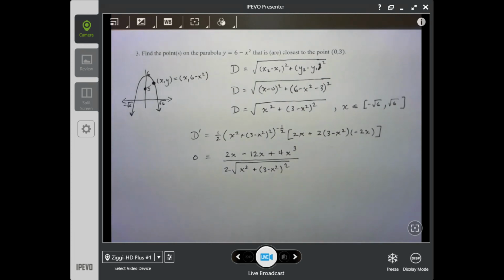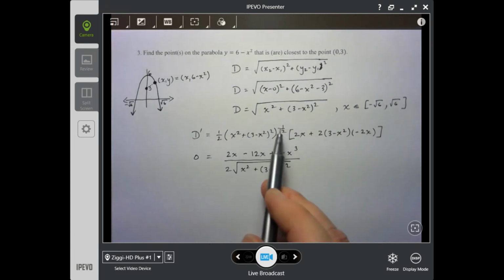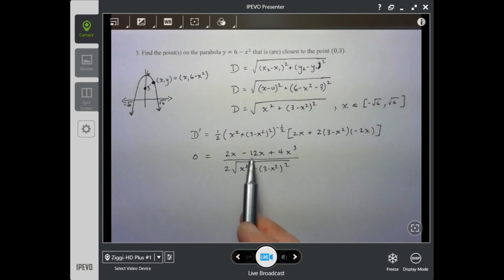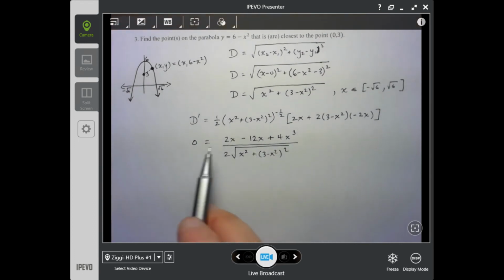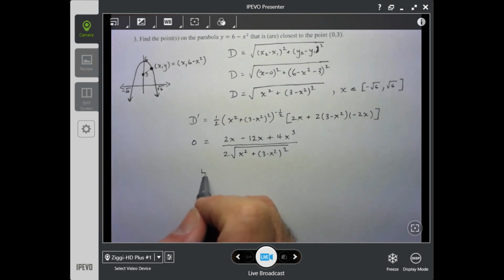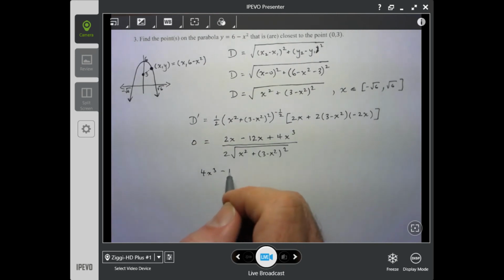Now, the reason why this is nice, that this is all in the denominator, is because this is a fraction, so the only thing we have to look at for when this expression is equal to 0 is when the numerator is equal to 0. So I just have to solve for 4x cubed, and 2 minus 12, so minus 10x, equal to 0.